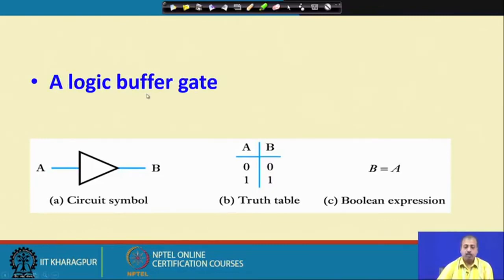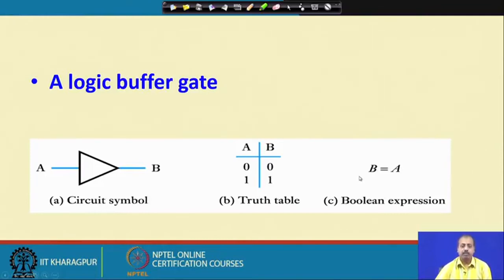Sometimes we use a logic buffer gate. A buffer means that it just copies the input to the output. Whenever A is 0, B is also 0, whenever A is 1, B is also 1. The Boolean expression is B equal to A.